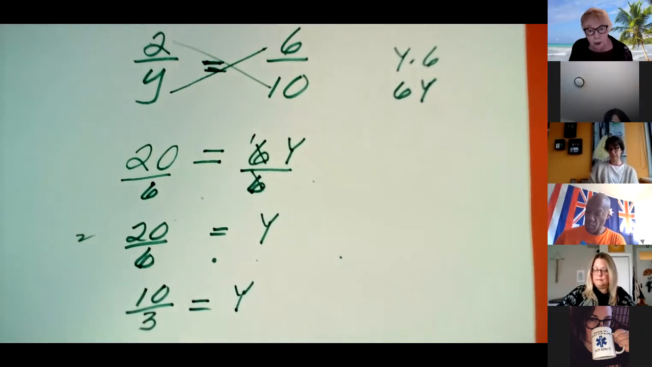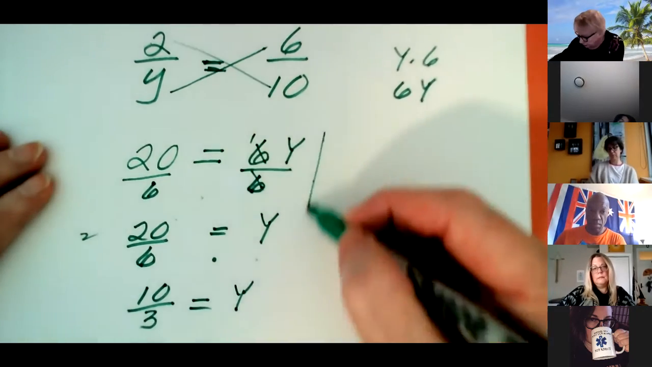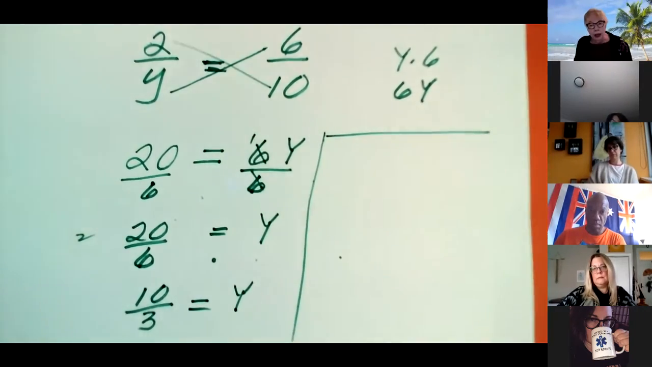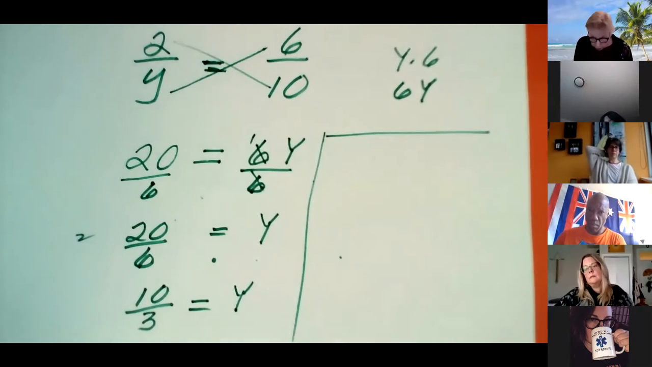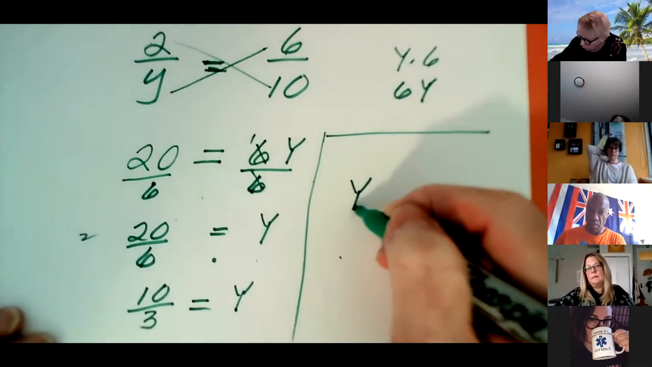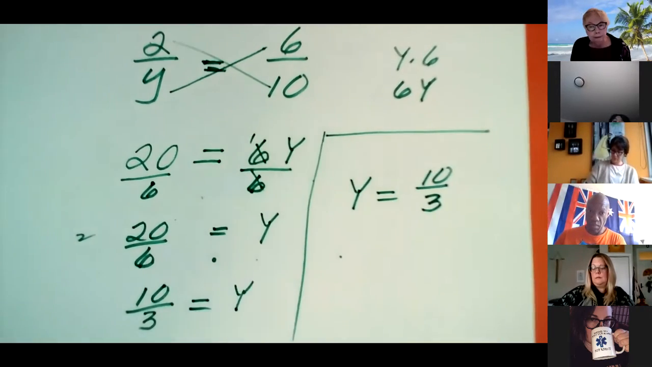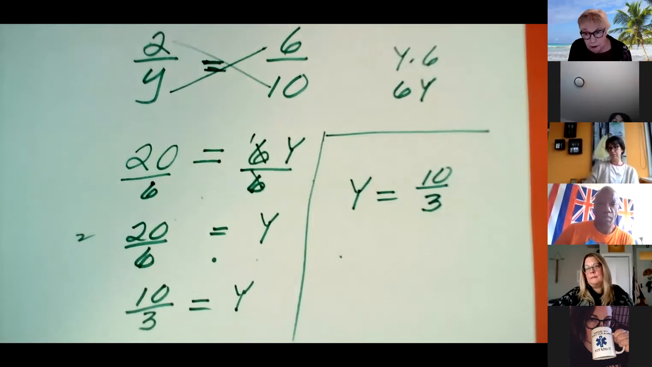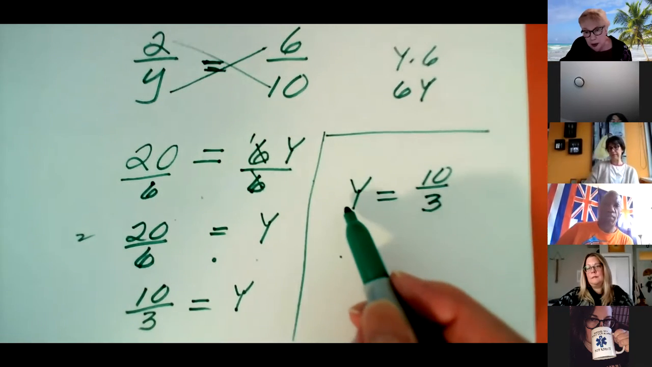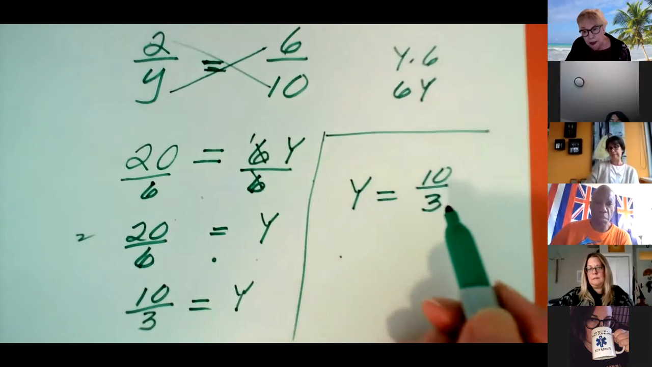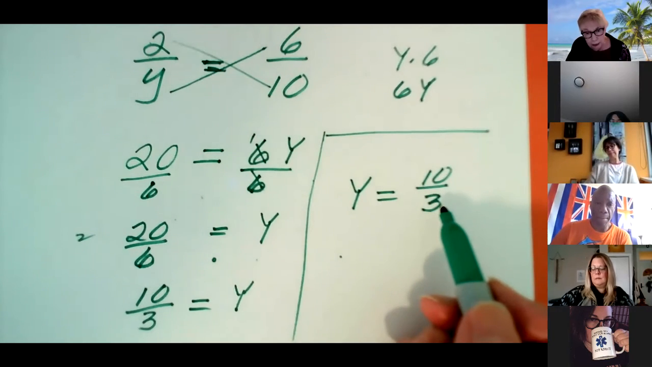Now, depending on when you're in school, they used to say the letter is written first. And so they would say y equals 10 over 3. Anybody know what I'm talking about? If you did any of this before, they favored the letter on the left side and the number answer on the right side.